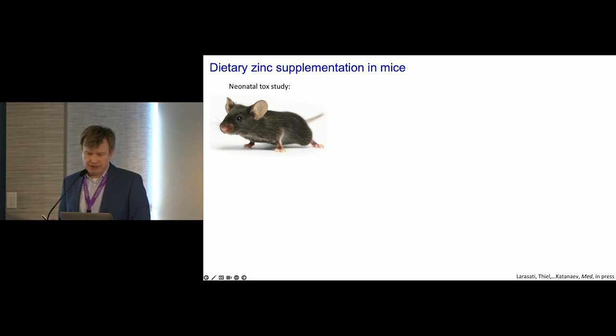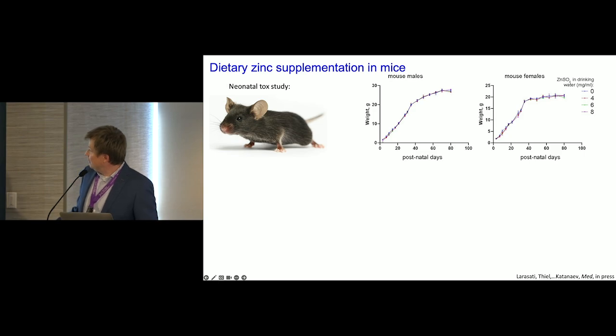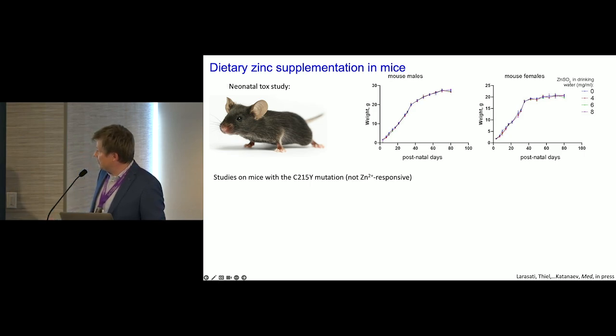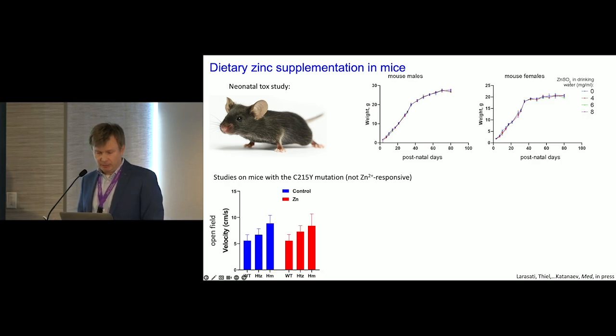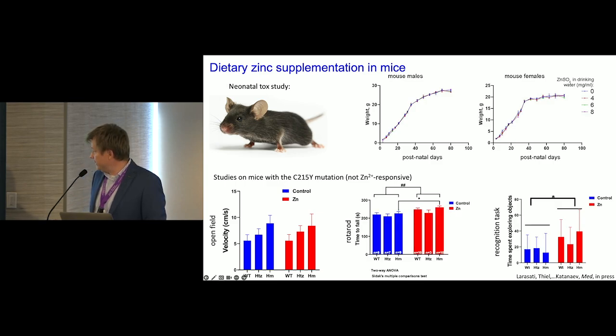We have done the safety study of the zinc supplementation in mice. It was important to test it in the mouse pups because it was studied in adult mice but not in the mouse pups, and there is very good safety. And then we studied zinc treatment in the C215Y mouse line which we have. I remind you, this mutation by itself does not respond to zinc, but we thought still this probably is a good model to study the safety of zinc in this animal model of the disease. And it is fully safe. Actually, in some assays, zinc treatment led to improvement in the behavioral assays, but this was genotype independent. So zinc is safe in the mice.